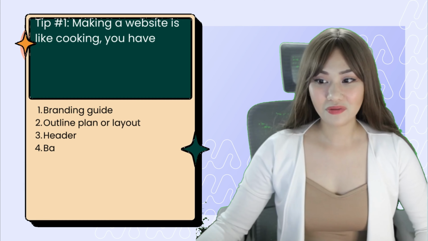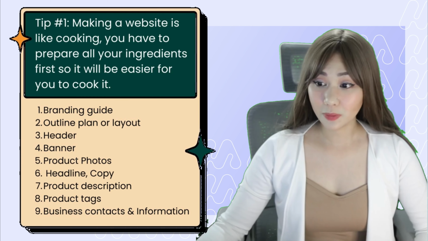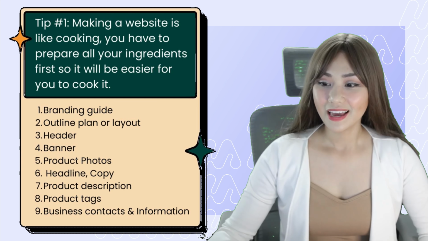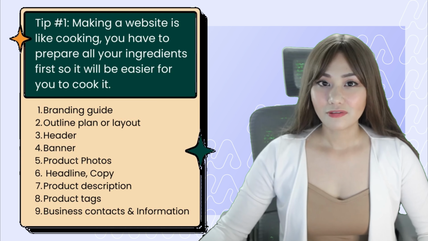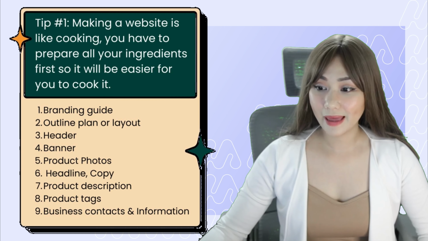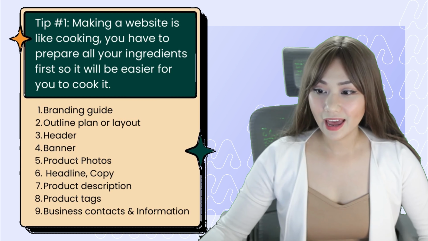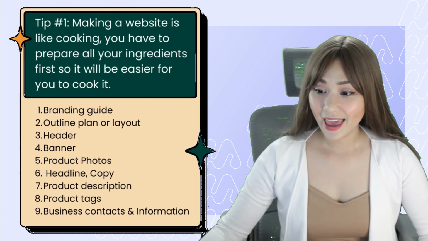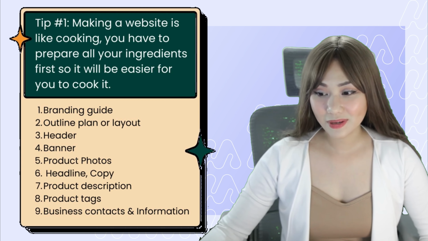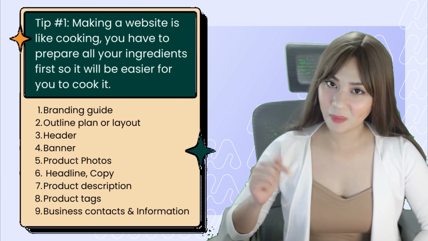Tip number 1. Making a website is like cooking. You have to prepare all your ingredients so it's easy for you to cook it. So things to prepare. First, you need a branding guide. And also you need an outline plan or layout of your UX design. And also you need a header, banner, product photos, headline, copy, product description, product tags, and business contacts and your information. And if I miss out something, comment down below.